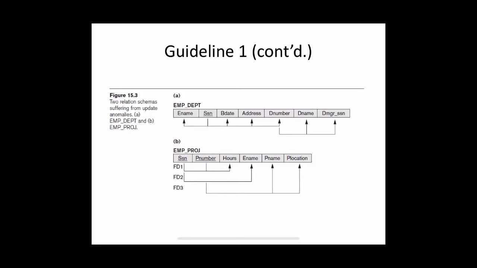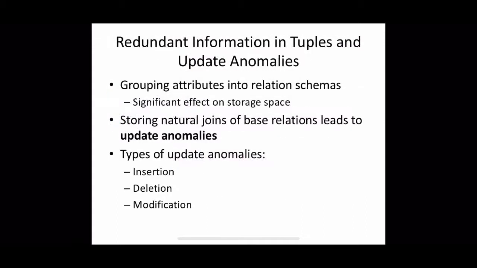But it indicates a poor design. Okay, the design quality is poor. So they can be used as views later for the user's convenience, but they cause problems when we use them as base relations. So we can see what are the different problems created by this extra information in each and every tuple. The second guideline is about redundant information in tuples and update anomalies.